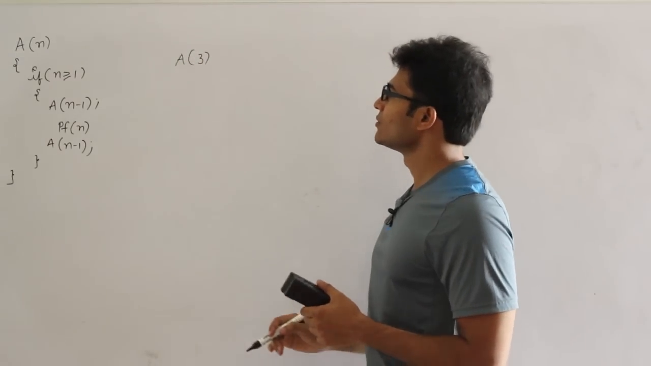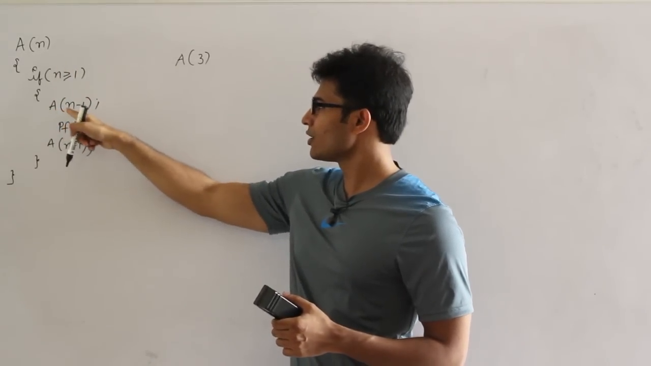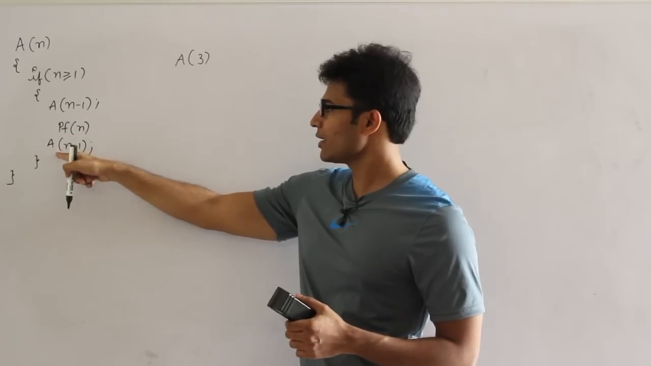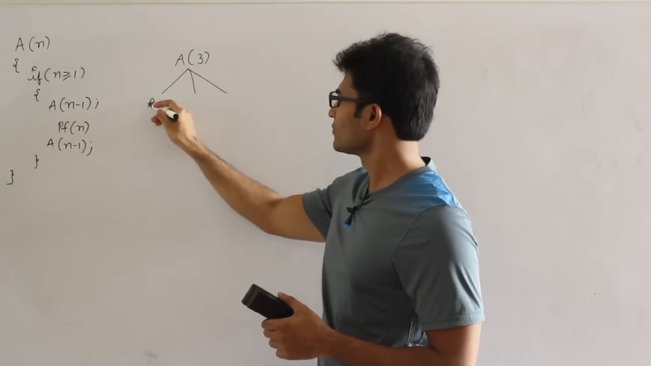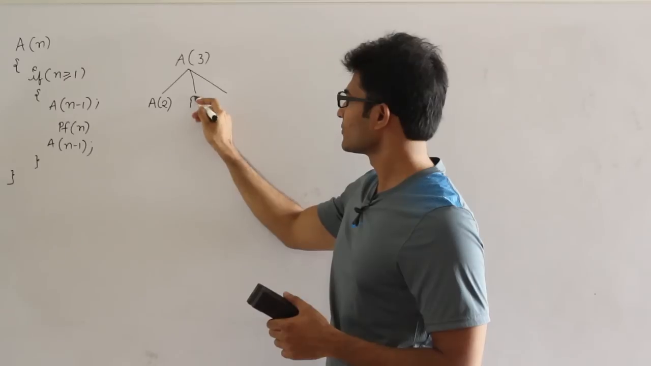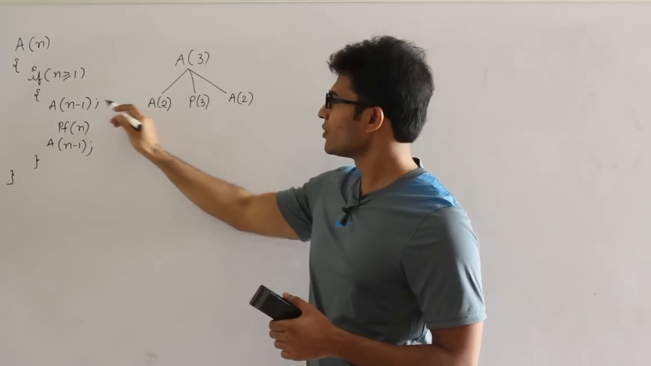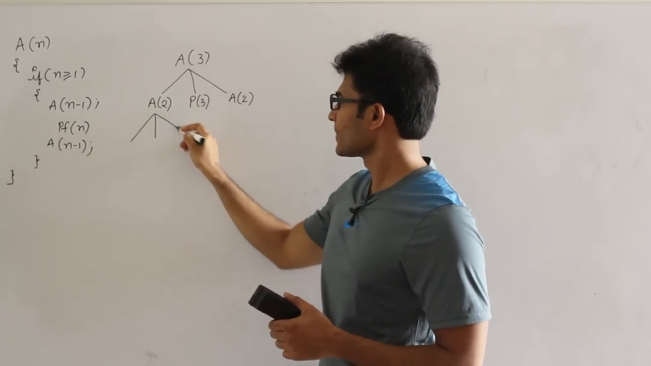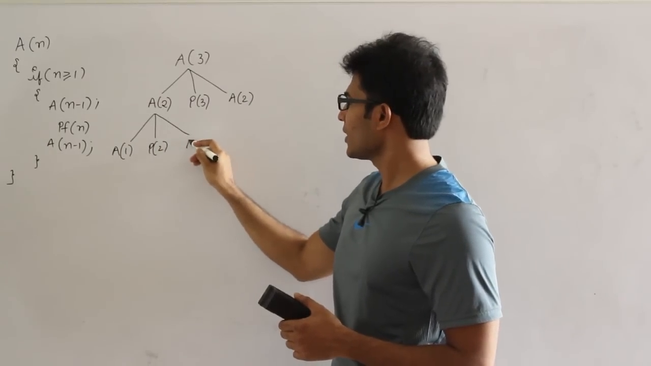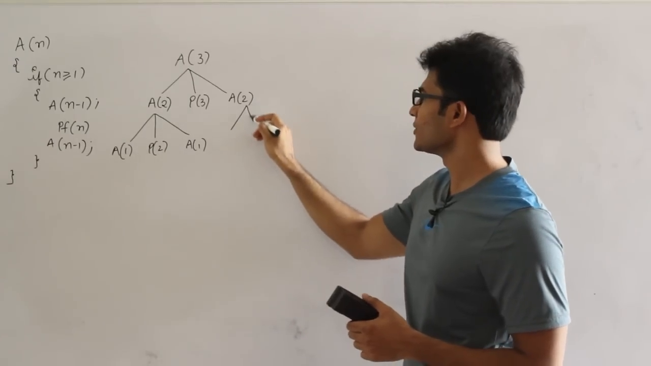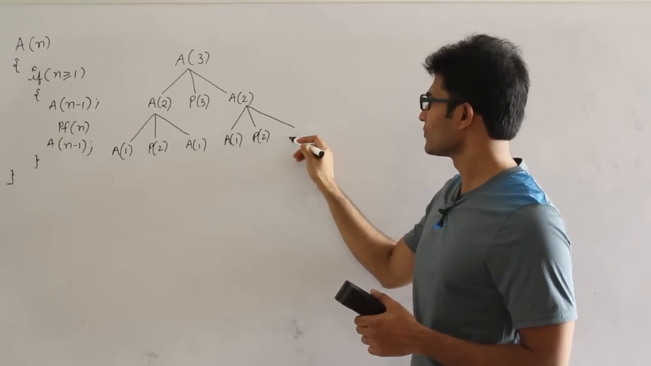If I have to trace it out on a of 3, see this, a of n is going to call a of n minus 1 and then printing n and then a of n minus 1, which means a of 3 is going to call a of 2 and then printf 3 and then call a of 2. And then again a of 2 is going to call a of 1 and then printf 2 and then a of 1. The same thing is happening here, right? A of 2 is going to call a of 1 and printf 2 and a of 1.